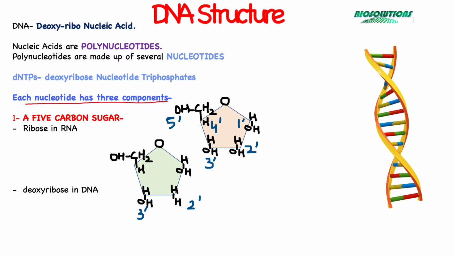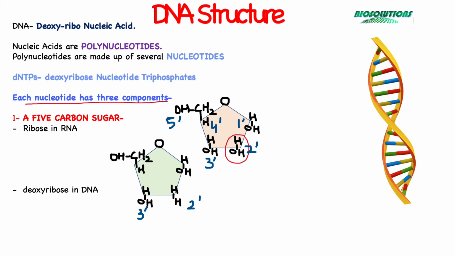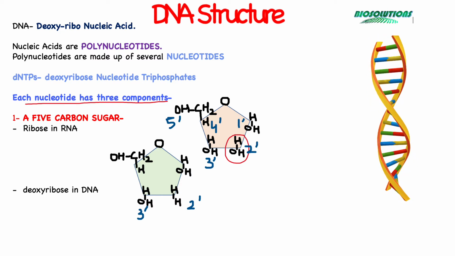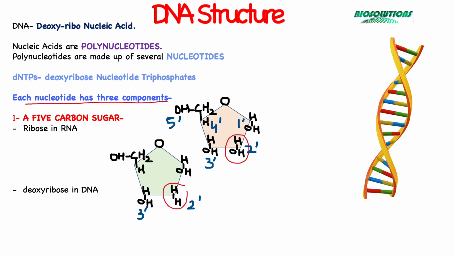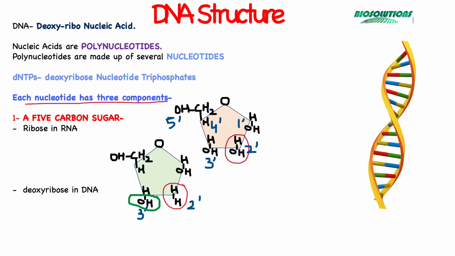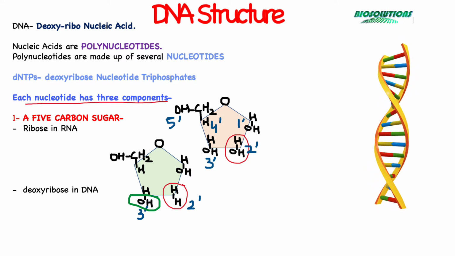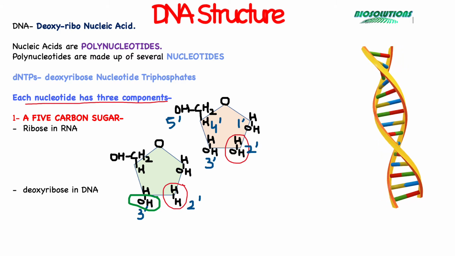We can see the difference in this figure as the second carbon position or 2' of sugar is attached to an OH group in ribose sugar, whereas it's a hydrogen group only in deoxyribose sugar. Also note that the OH group at 3' position is very crucial to attach one nucleotide to another.